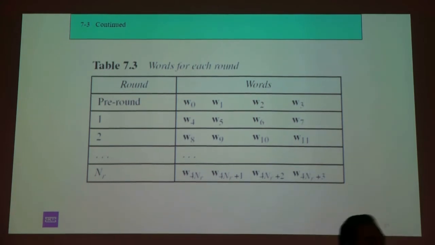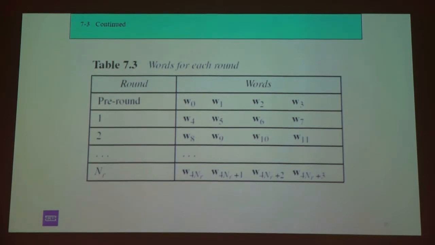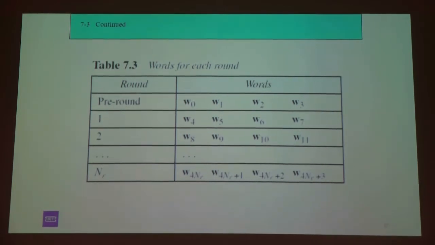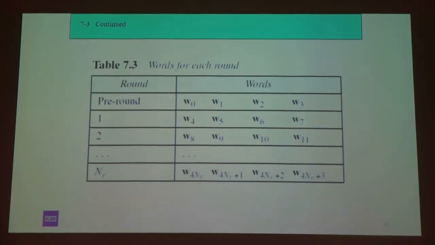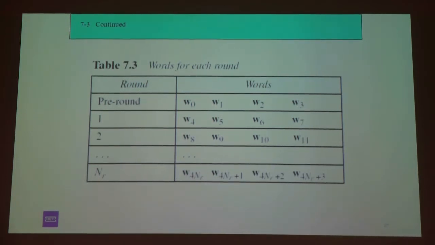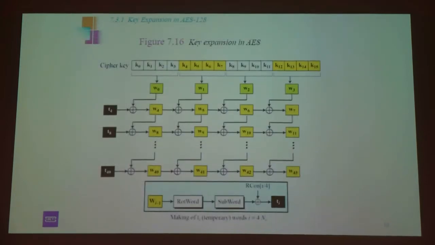So how many words do you have to generate? 44, because we have 11 round keys, and each one has 4 words. 11 times 4 is 44. So we have to generate 44 words, and each 4 will give you 128 bits, which is the key for the round. Simple. Let's move on.